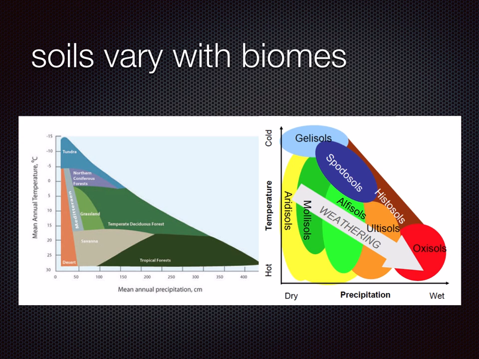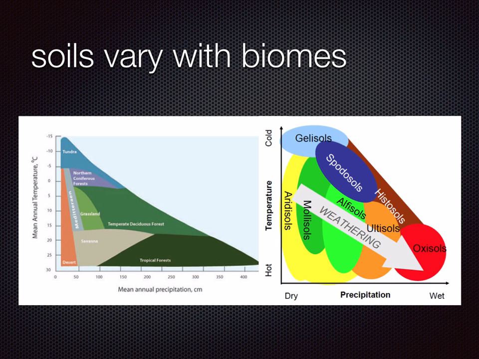At the other end, we have tropical forests, which are comprised of oxisols. These are heavily weathered soils that have very low organic matter content and a lot of oxidized minerals. So these types of soils underpin tropical forests, and they influence the type of plant species that we will find there.